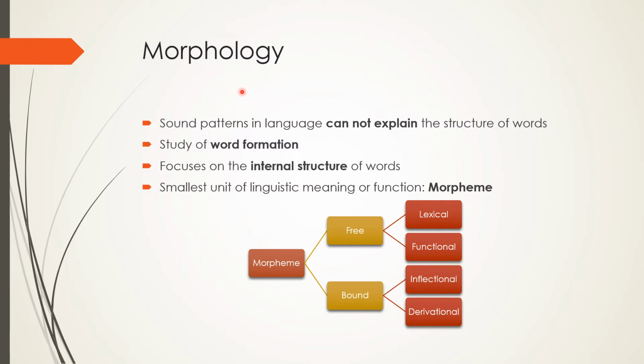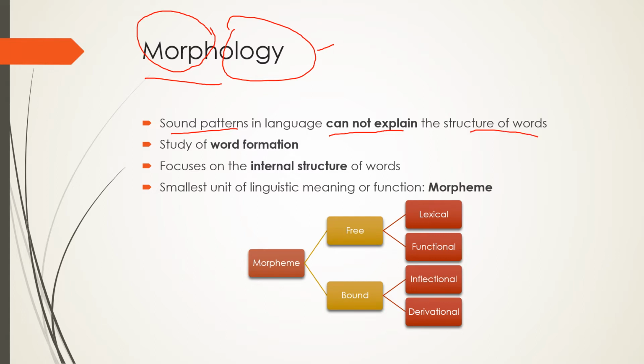Next, coming here, morphology. Morphology is made of morph plus ology. Here we'll be talking about morph, and here is ology. Ology refers to the science of something. The science of what? The science of morph, and morph refers to word structures, because sound patterns in language cannot explain the structure of words. Yes, they deal only with the sounds, but when we talk about words, that is more likely in the written format, and in the written format those sound patterns cannot explain the structure of words. How the words are structured cannot be explained there.